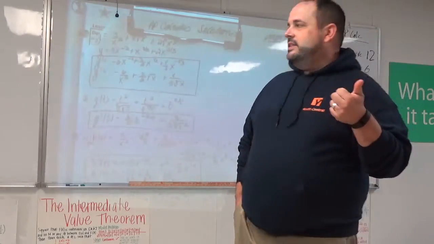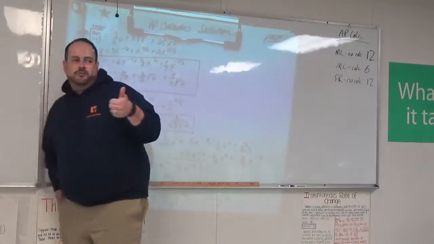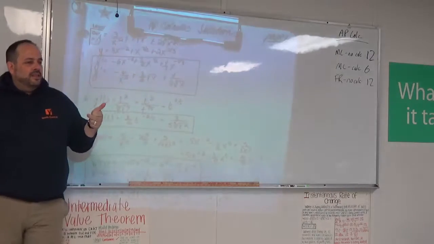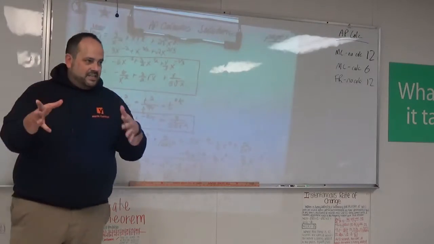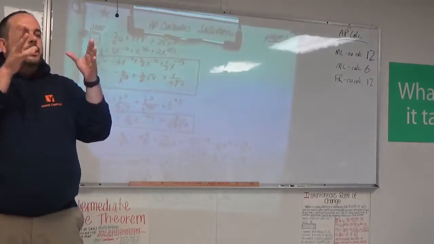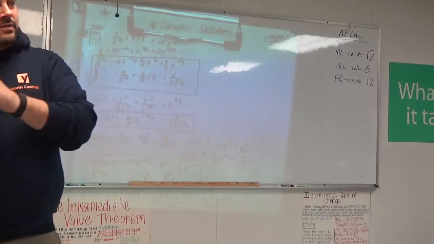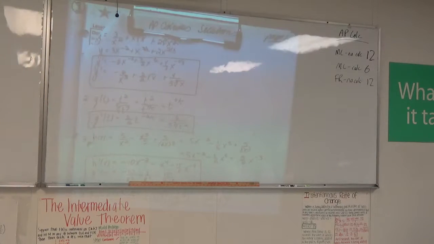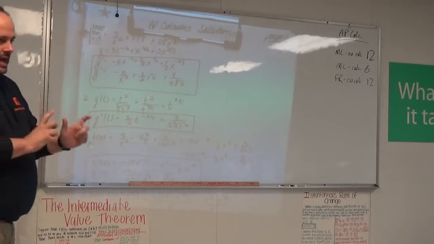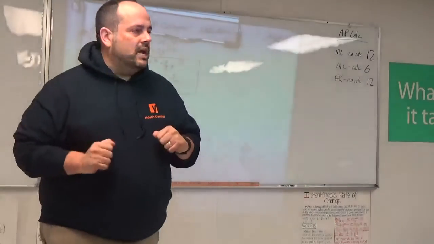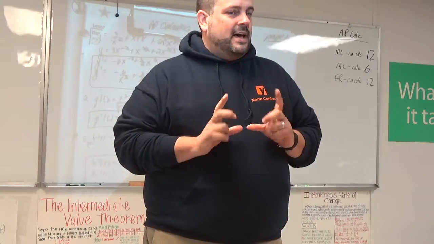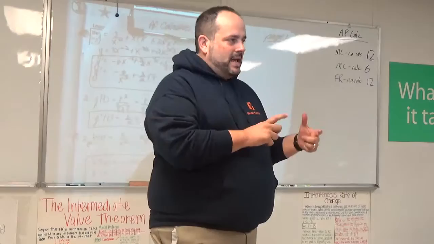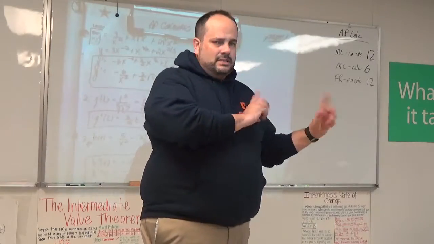All right, let's start with derivative rules. Product rule. What does product rule tell us? Derivative of the first times the second plus the first times the derivative of the second. Quotient rule: low d-high minus high d-low, over low squared. Chain rule: take the derivative of the mama, leave her baby alone, times the derivative of the baby.